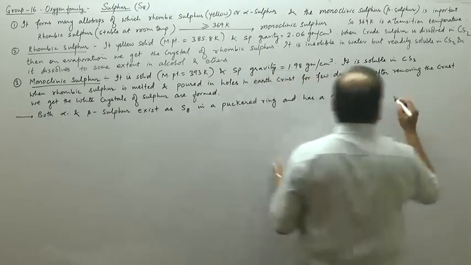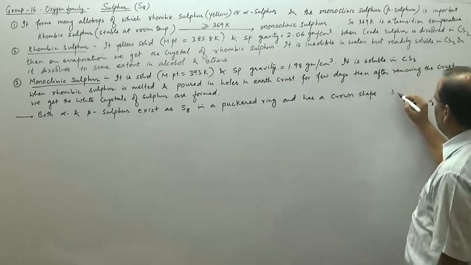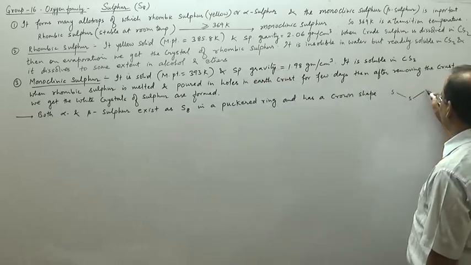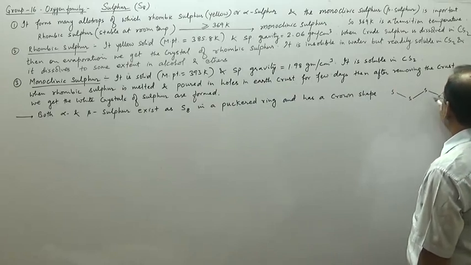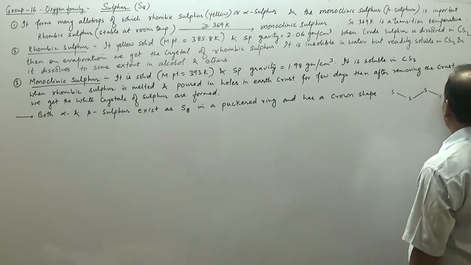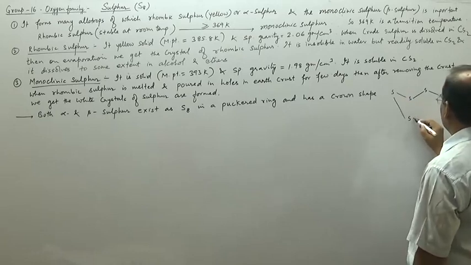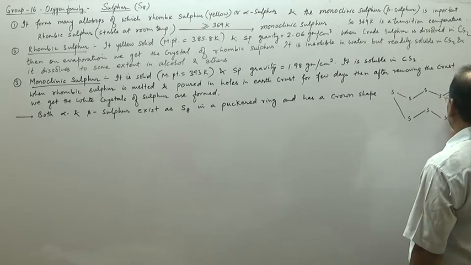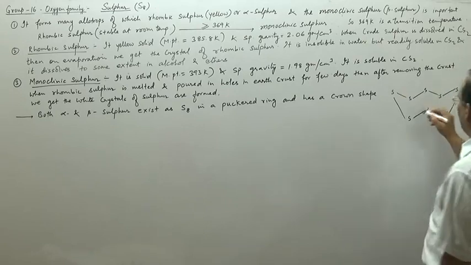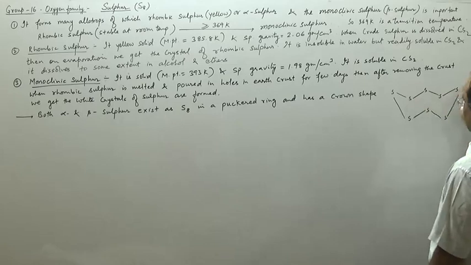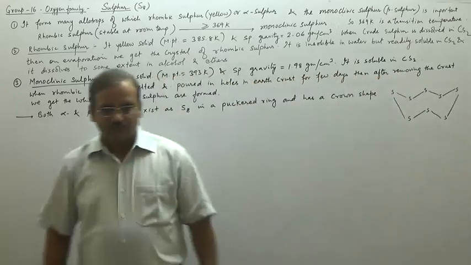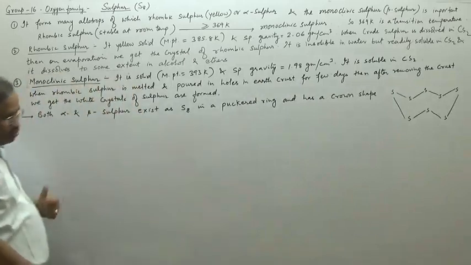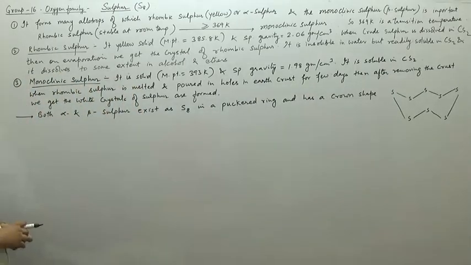So that crown shape will be like this. We write the sulfur like this. We'll make a crown like this. That is 4 plus 4, like a crown. So this is the crown shape of S8. Both exist in that crown shape, the structure of S8.